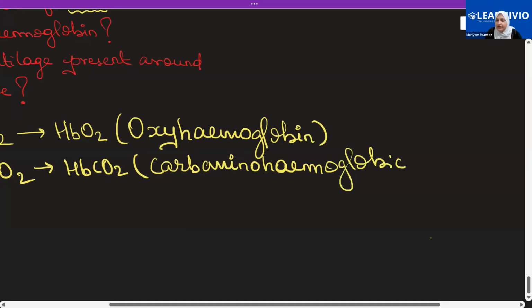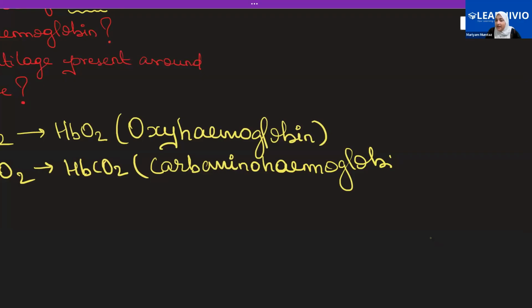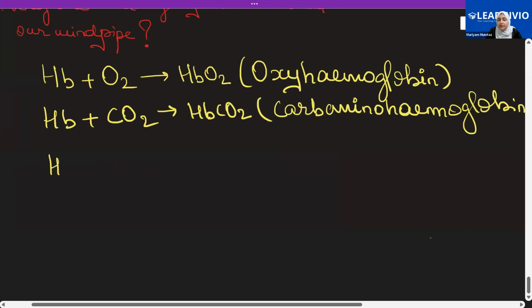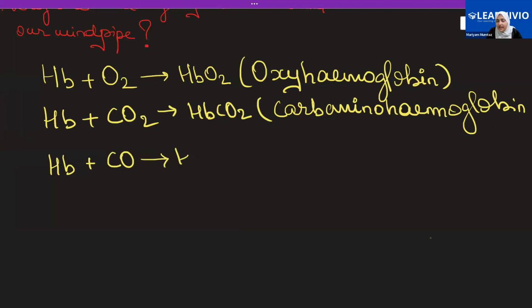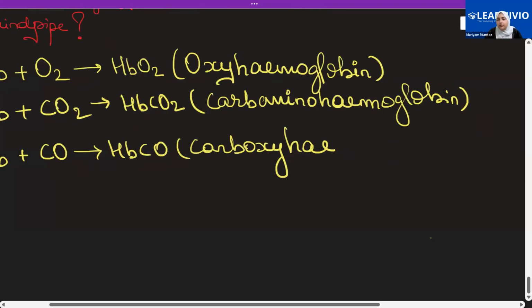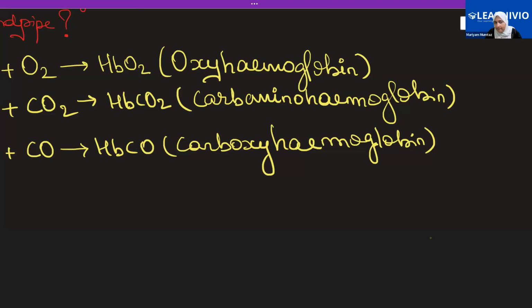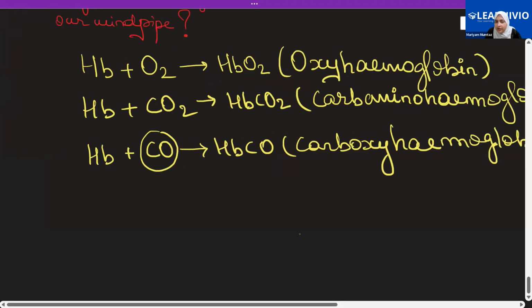Now, let's say instead of carbon dioxide, we have a very poisonous gas called carbon monoxide. When the hemoglobin combines with carbon monoxide, it forms carboxyhemoglobin. This is very, very harmful for us. Any doubts? If we inhale this, we will die instantly. We are not inhaling HbCO, we are inhaling CO, that is carbon monoxide.